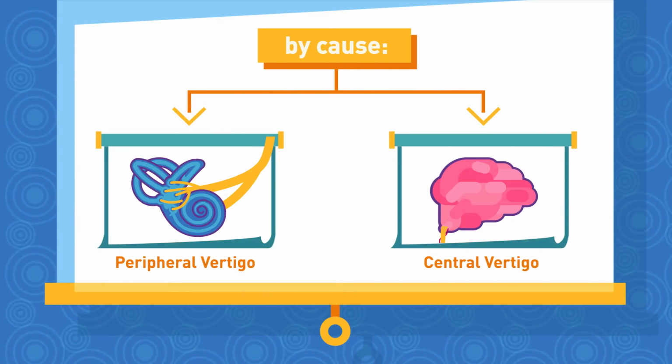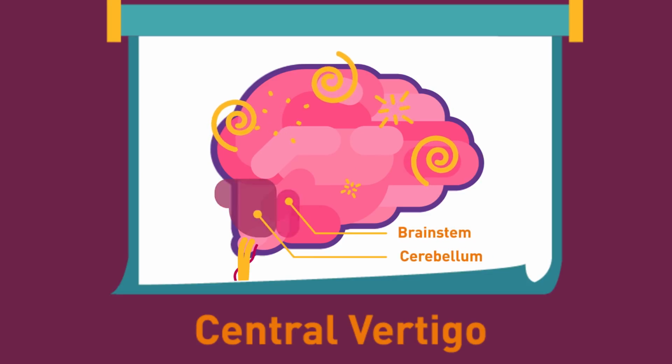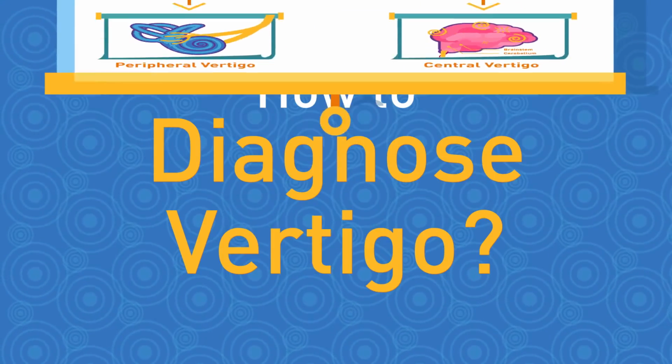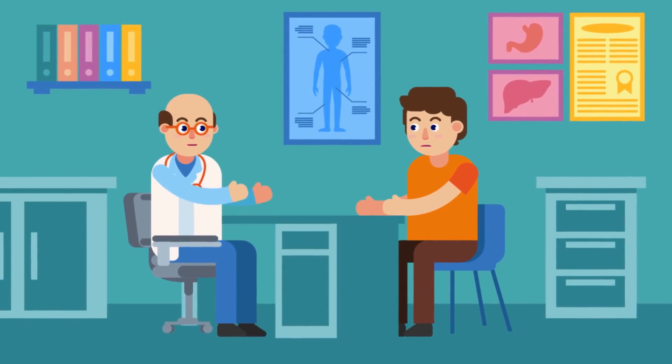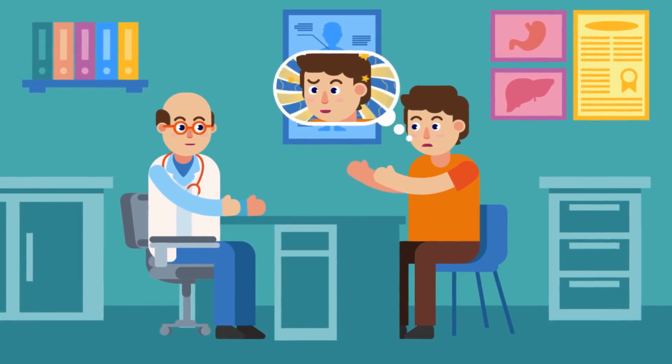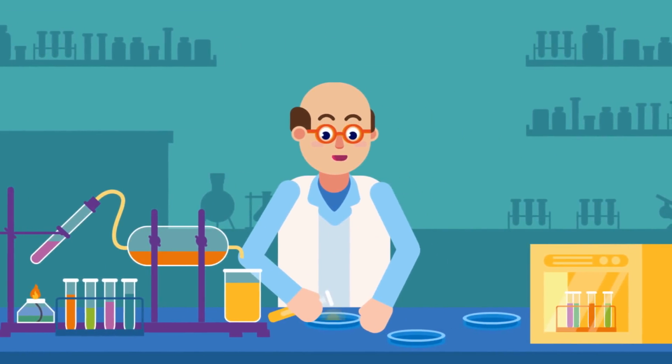Central vertigo. Central vertigo refers to the dizziness of vertigo that results from a problem in the brain. The area of the brain that is usually affected is the brainstem or cerebellum. How to diagnose vertigo? Vertigo can be diagnosed based on 1. Clinical history and symptoms being told by the patient. 2. Blood test to check for presence of infection.